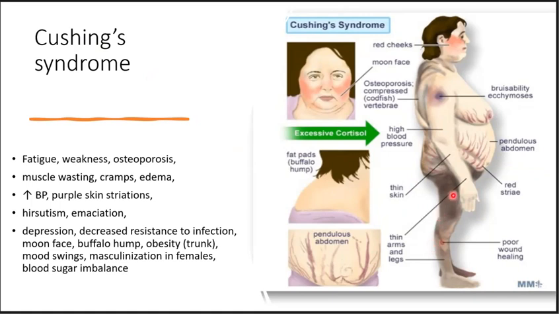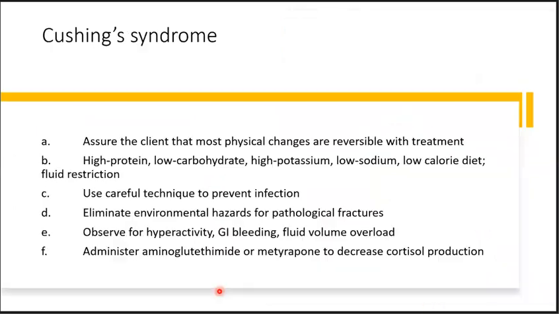Again, the client will also complain of fatigue. There could be edema. The client could be depressed. There's also the blood sugar imbalance, which we already talked about. So in terms of our nursing considerations, you want to assure this client that most physical changes he's experiencing, the moon face, the buffalo hump, and all of that, are reversible with treatment.